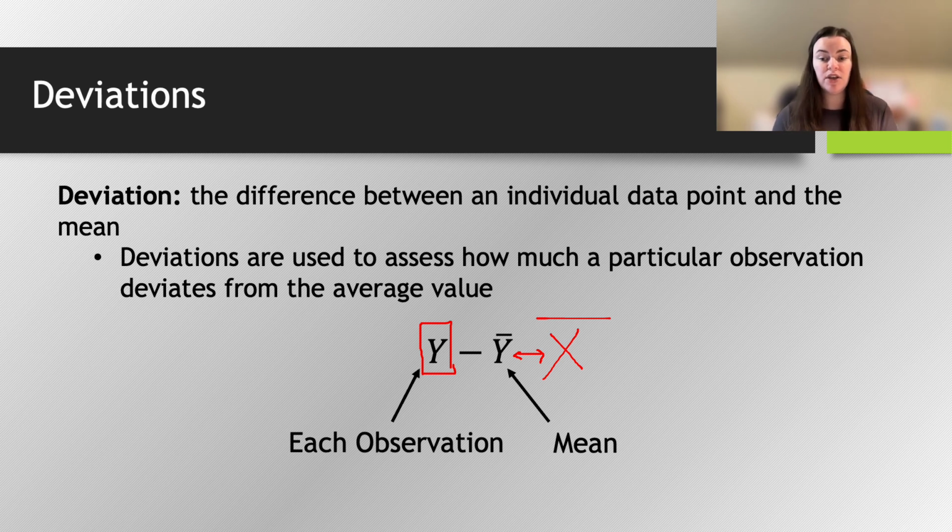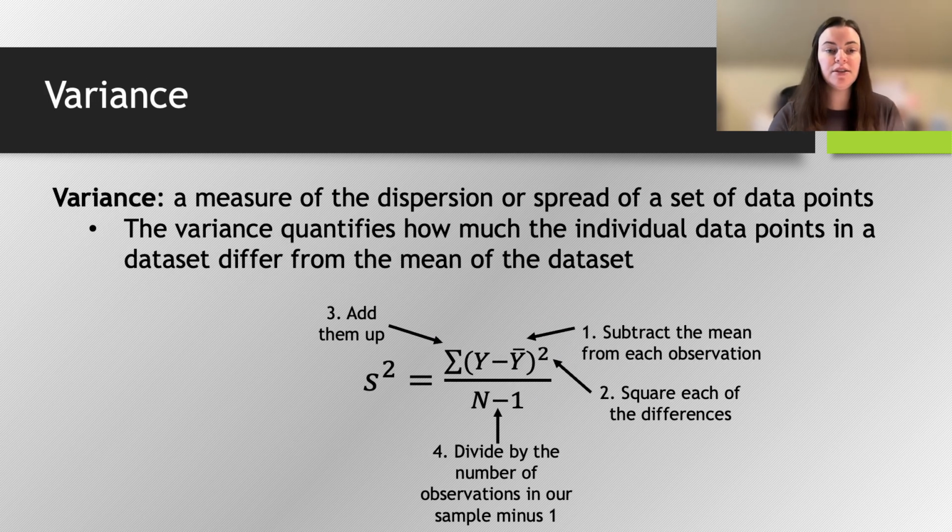We can calculate deviations for every single observation in a data set, and these deviations serve as the foundation for variance and standard deviation. The variance is a measure of dispersion or spread of the overall set of data points, and it quantifies how much each individual data point in a data set differs from the mean in the data set. The variance tells us how much the scores deviate from the mean on average.